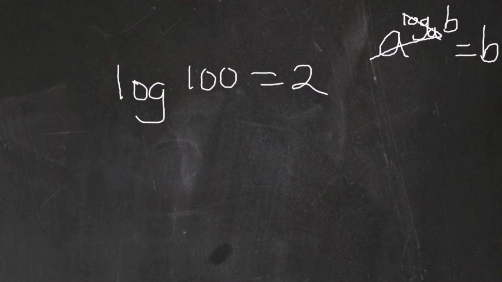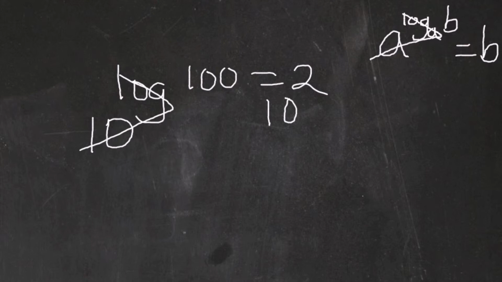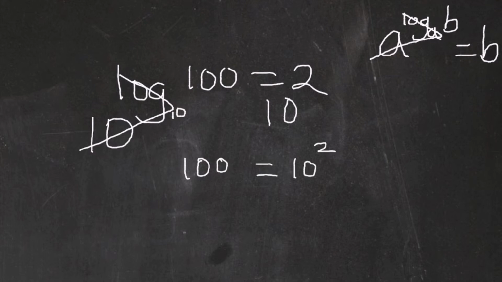So here I notice we have no base written, so we assume the base to be 10, so I'm going to take both sides and raise them to a base of 10. Now this is always going to cancel out with log, because when you see log without a base, the base is 10. So those are going to cancel, and we're left with 100 equals 10 squared. So we just wrote the expression from logarithmic to exponential.